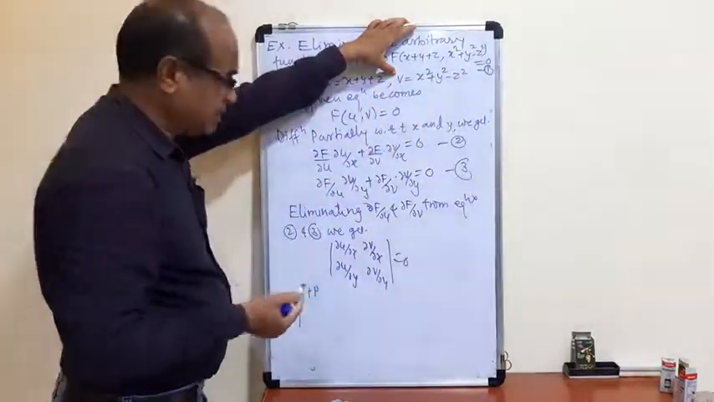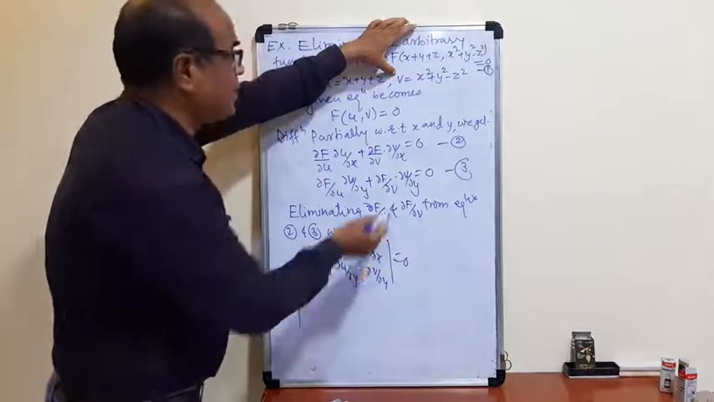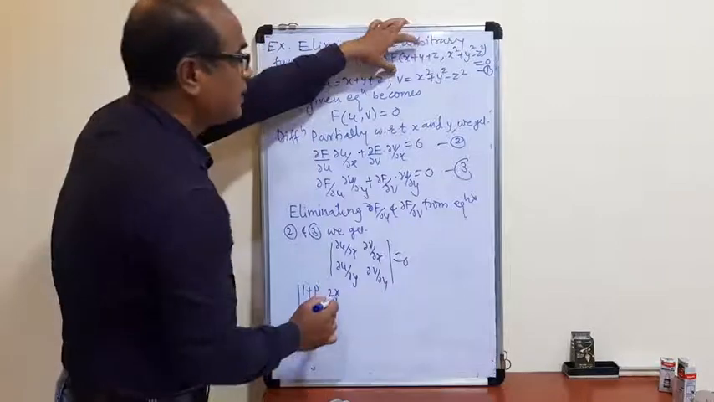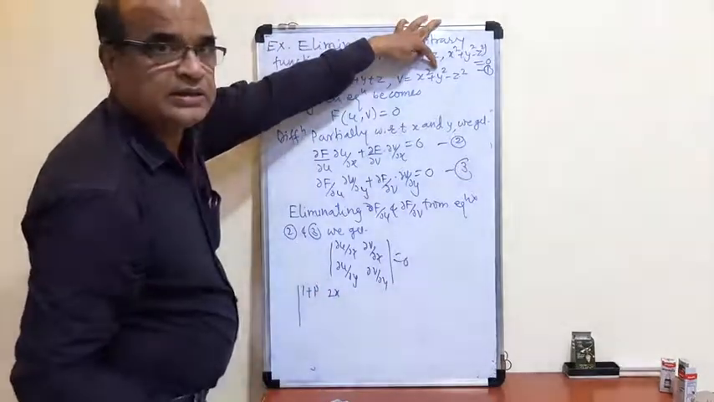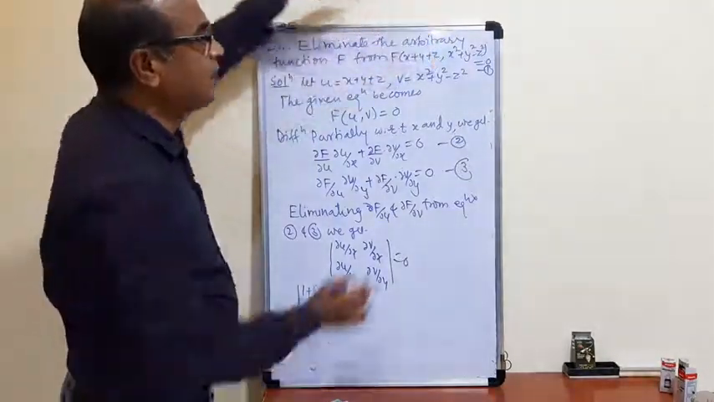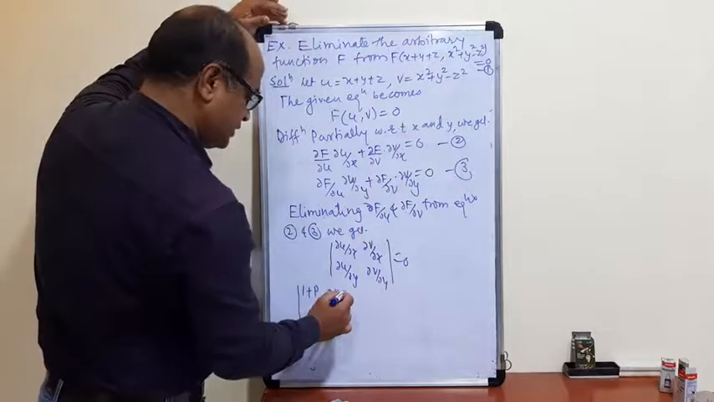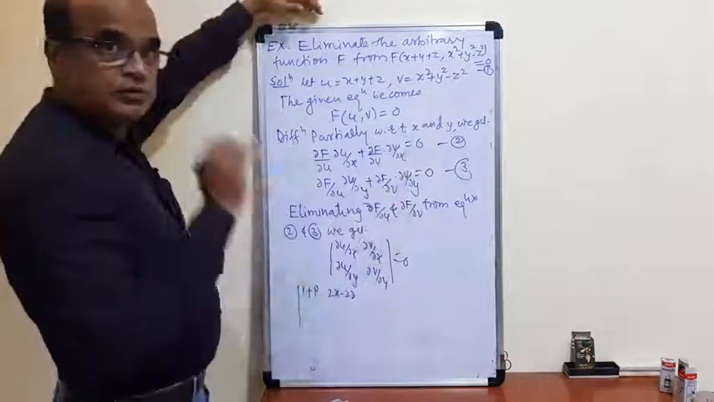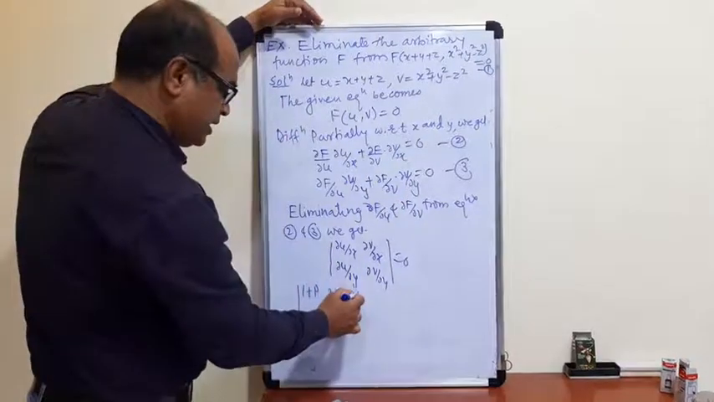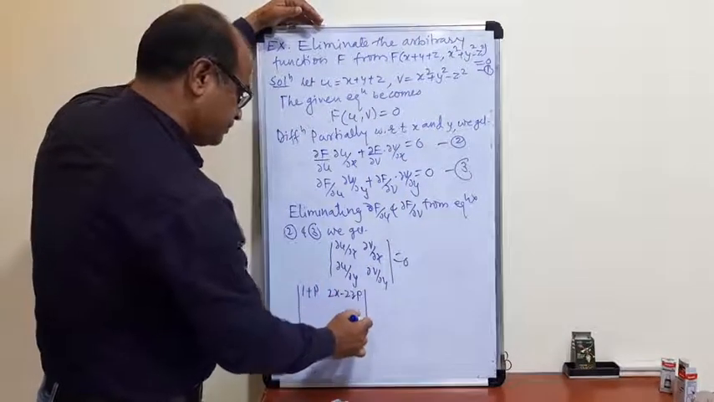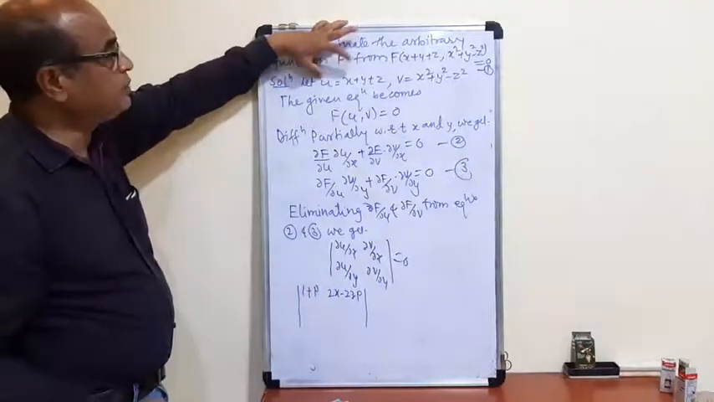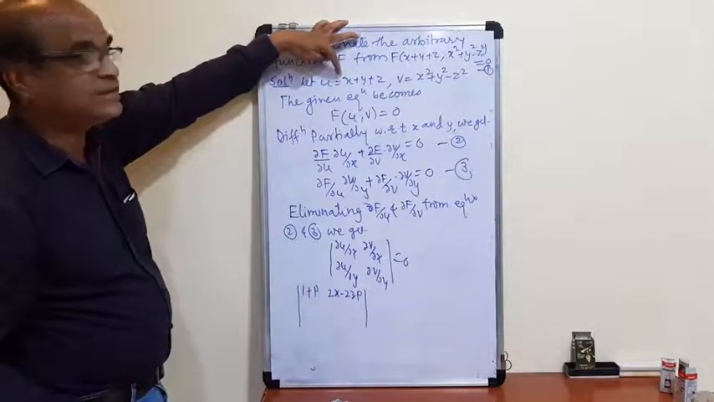So what is the derivative of this? Dou v by dou x. Derivative of x square is twice x. Y keeping constant, so derivative 0, minus 2z into derivative of z, so dou z by dou x. So that is p. What is the dou u by dou y? Again, partial derivative of u with respect to y, keeping x constant.